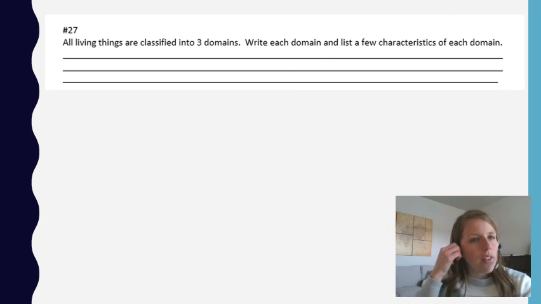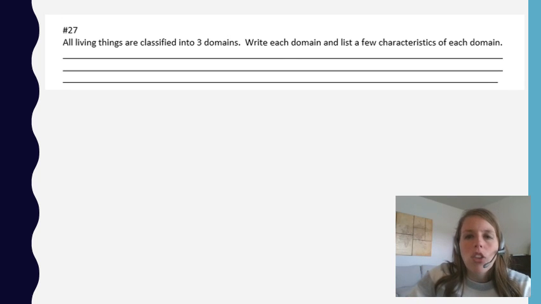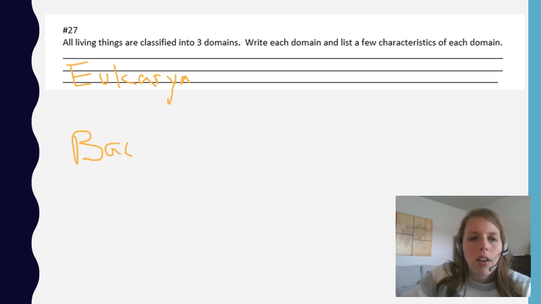All right, I knew this question was coming. So all living things are classified into 3 domains. Write down each domain and a few characteristics of each domain. So let's break it down here. We've got the 3 domains. If you guys remember, it's Eukarya. Let's write down the 3. We have bacteria. And this will be fun with all my nice writing. But you're almost done, guys. And then the last one is called archaea.